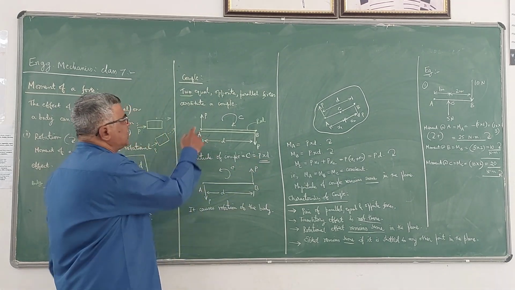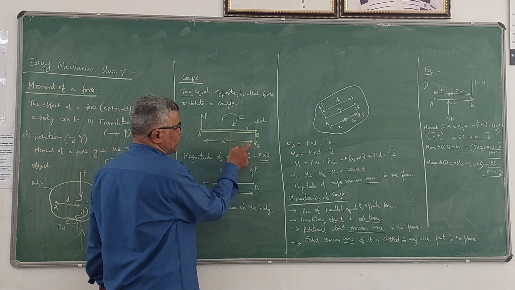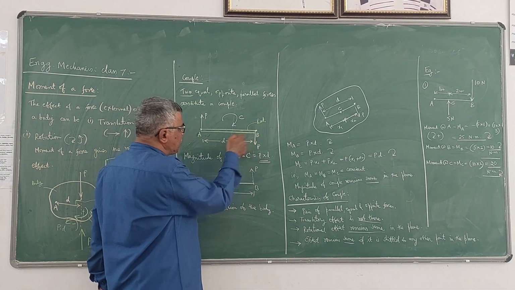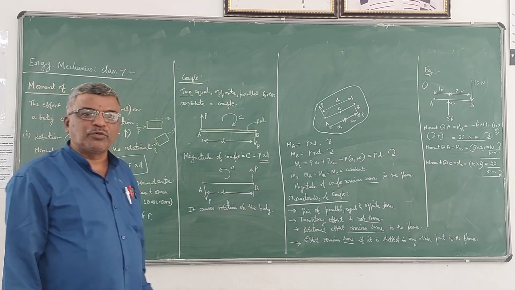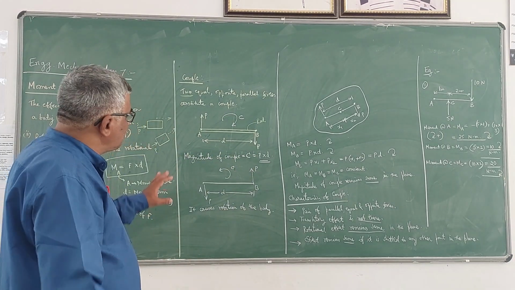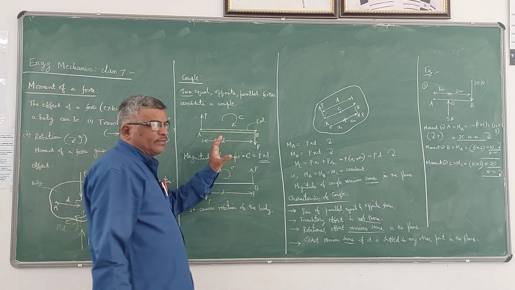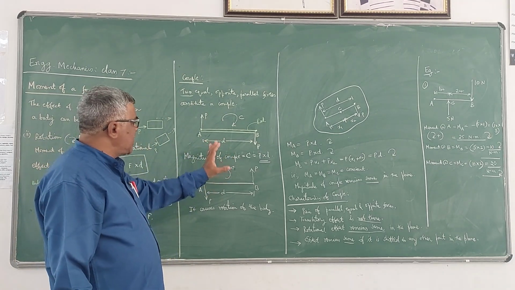So you can see that they are equal forces, both equal to P. Their magnitudes are equal, they are parallel and in opposite directions. You can see the arrows, opposite directions. So if you represent the two forces like this, then we say that it constitutes a couple.